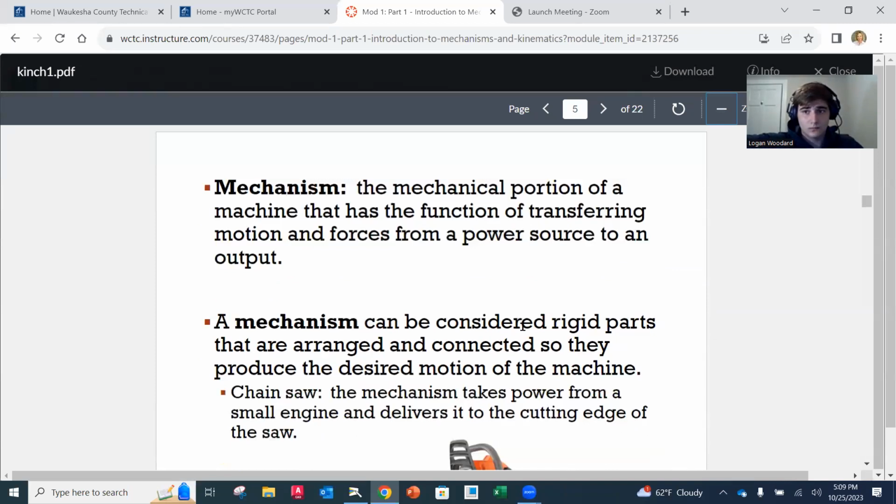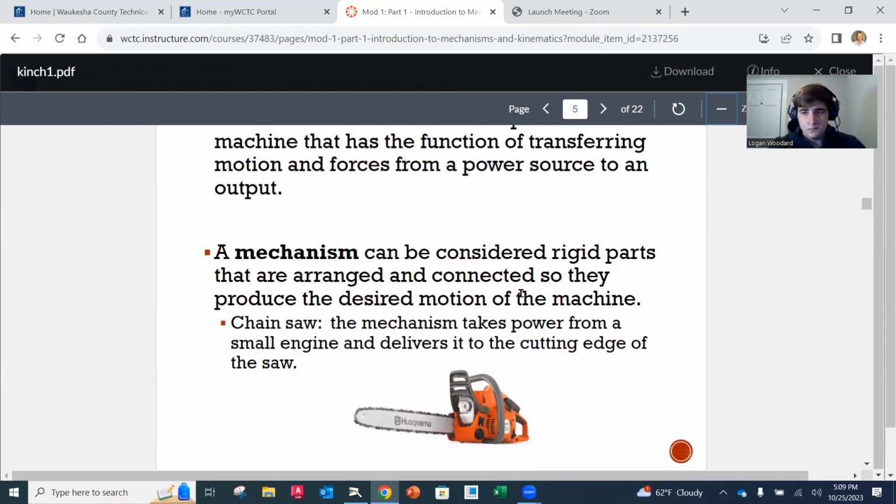Now, a mechanism is the mechanical portion of the machine that has the function of transmitting that motion and the forces from that power source to wherever it's going to go. So the mechanism can be considered the rigid parts that are arranged and connected together that go from that input to whatever the desired output is. Sometimes that motion can be rotational from the input source and then rotational on the output. Sometimes it's going to be rotational on the input, but then linear on the output. We'll look at a lot of different looks at what mechanisms are and what they're comprised of. So in the case of a chainsaw, the mechanism takes that power from that small engine and delivers it to the cutting edge of the saw.